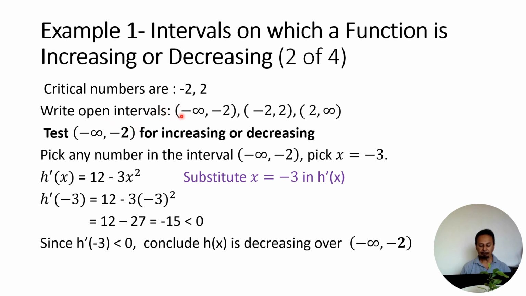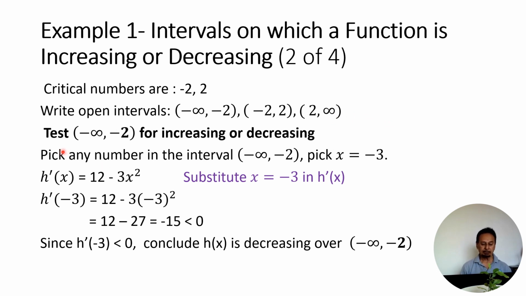Well, we start with negative infinity and then the smallest of these numbers, negative 2. And then negative 2 to the next critical number, and then from 2 to infinity.